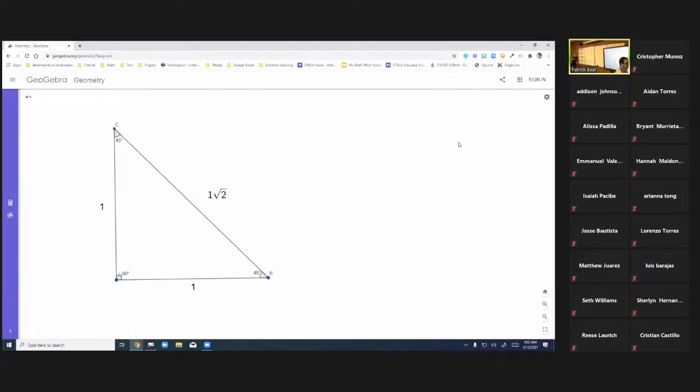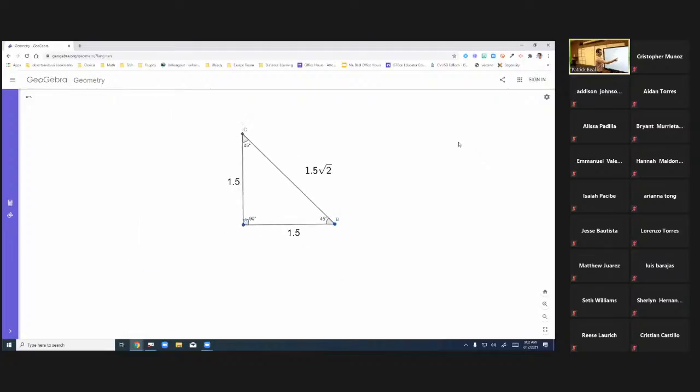Okay, cool. So here's that triangle. 1, 1, and square root of 2. Now what do you think is going to happen if I change the size of the square, but we keep all the angles the same? Basically, what I'm doing is I'm scaling the square itself. What happens if we use a larger square or a smaller square? Oh, that's nice.